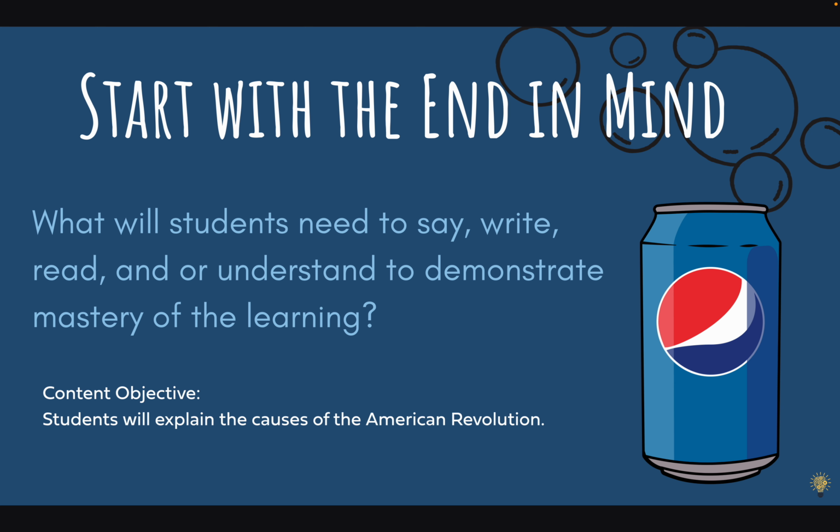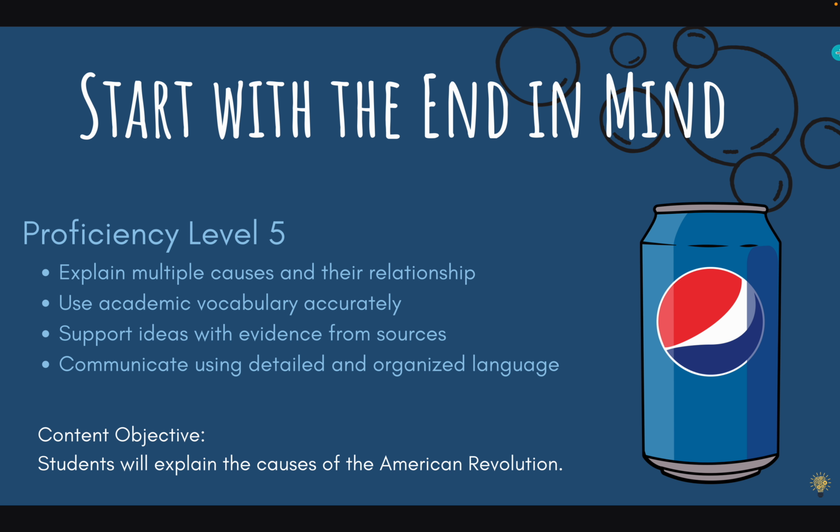Let's use the content objective. Students will explain the causes of the American Revolution. Before planning activities, think about what success would look like for students who are approaching native-like academic proficiency. So a proficiency level 5 student might explain multiple causes of the revolution, use academic vocabulary accurately, support ideas with evidence from sources, and communicate using detailed and organized language. This becomes the language expectation we are planning toward.